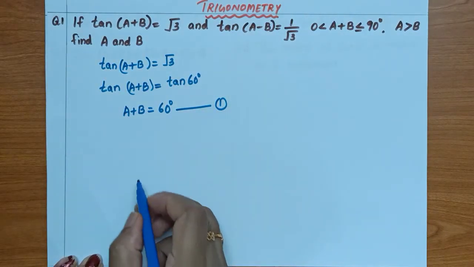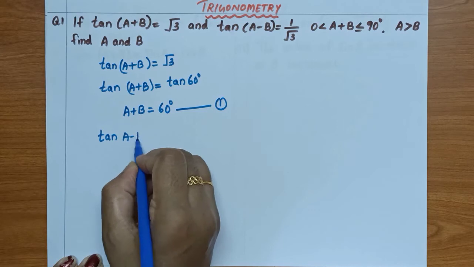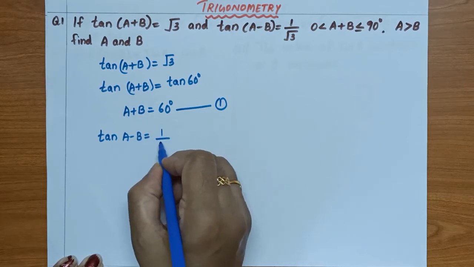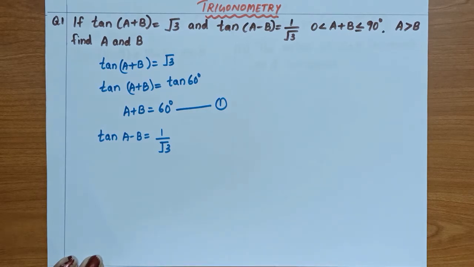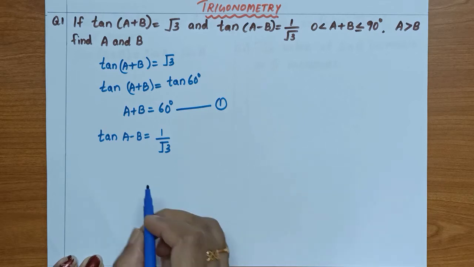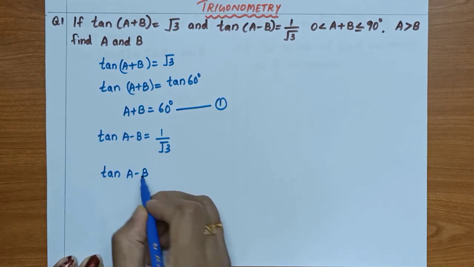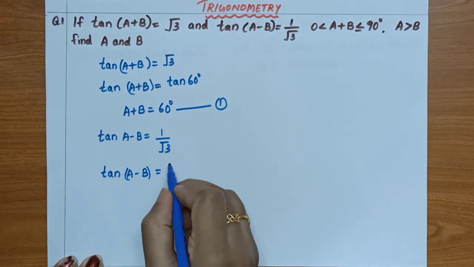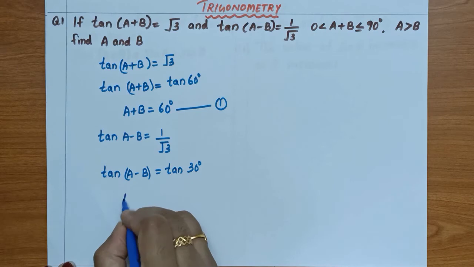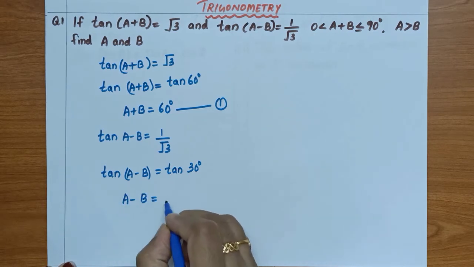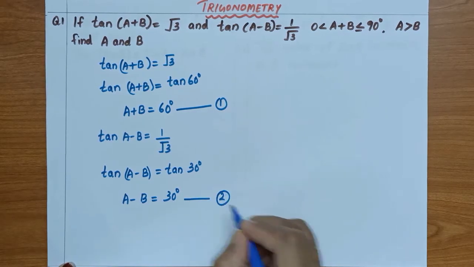The next thing given is tan(A−B) equals 1 by root 3. From where will we get 1 by root 3? Tan 30 is 1 by root 3. So we can write tan(A−B) equals tan 30 degree. So A−B equals 30 degree. We can consider this as equation number 2.